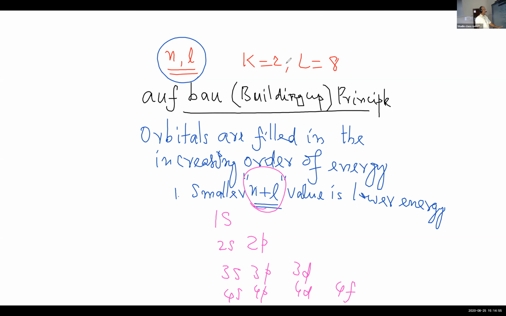And we must know the energies of these orbitals. For that, you consider the n plus l value. For example, you take two orbitals, 4s and 3d. Which is having the lower energy?